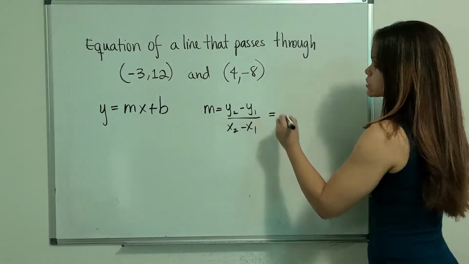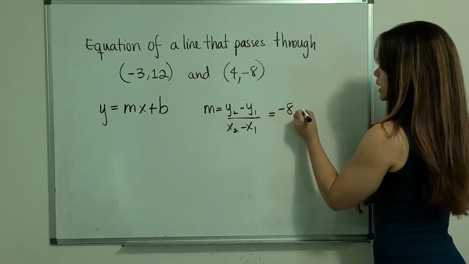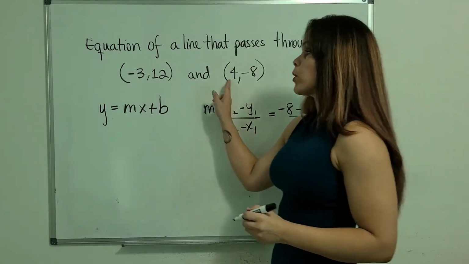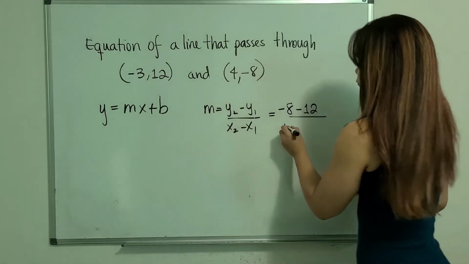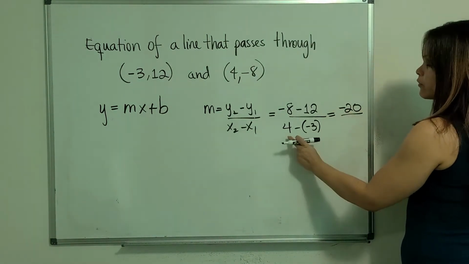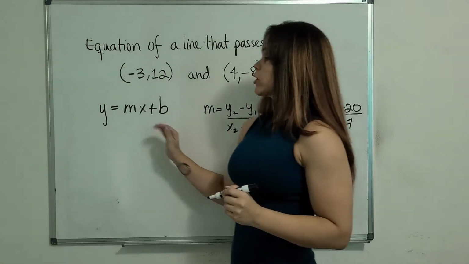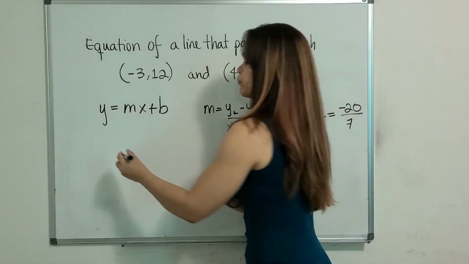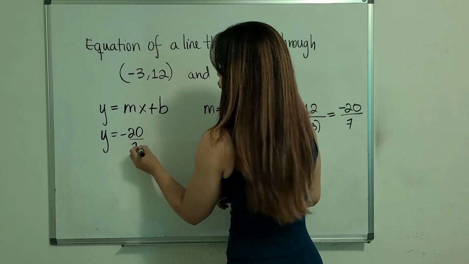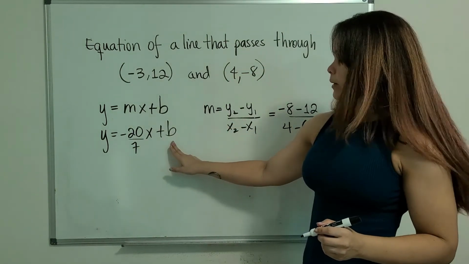Okay, so y sub 2 minus y sub 1 is going to be -8 minus 12, over x sub 2 minus x sub 1, so it's going to be 4 minus -3. So this is going to be -20 over 4 plus 3, which is 7. And this is going to be the value of m. So I can go right ahead and replace it here. So it's going to be y = -20/7 x + b. So we're left to find b.